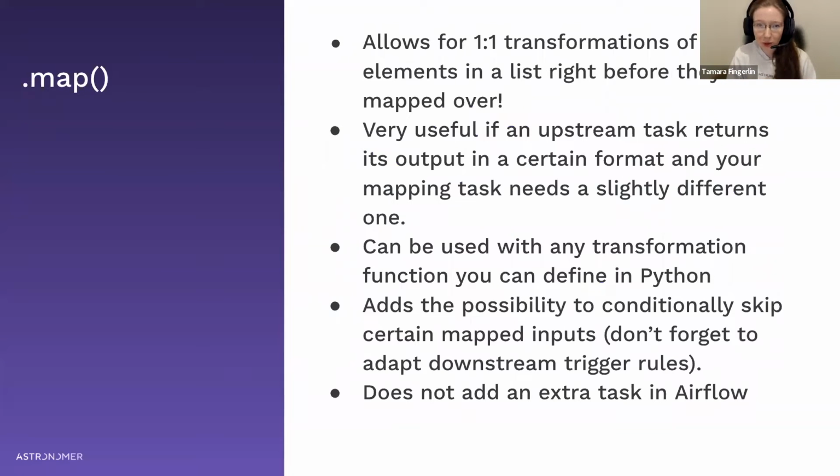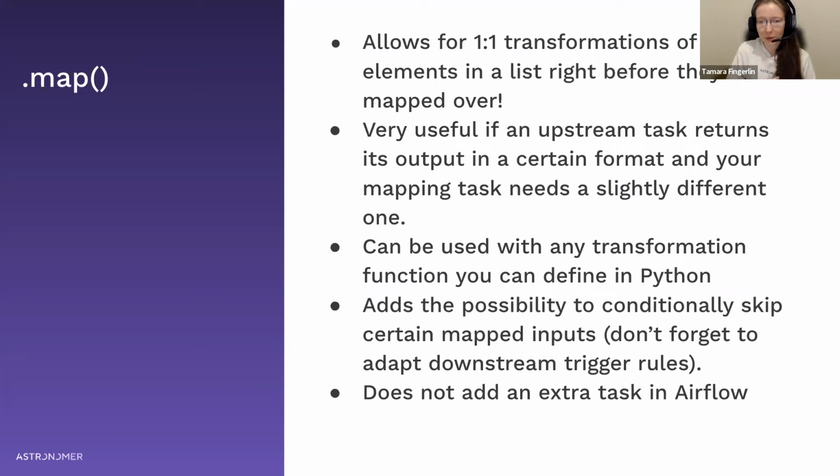The second super helpful little method is called .map, and this allows for a one-to-one transformation of elements in a list. So right before your elements are mapped over, you can transform them. I'm very excited about that because I've run into this issue pre-Airflow 2.4 that I had an upstream task using a traditional operator doing a lot of things under the hood that I really didn't want to recode, but it returned my values slightly in the wrong way.